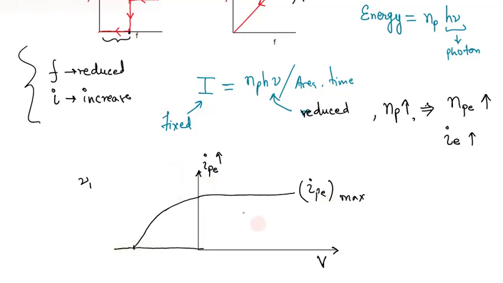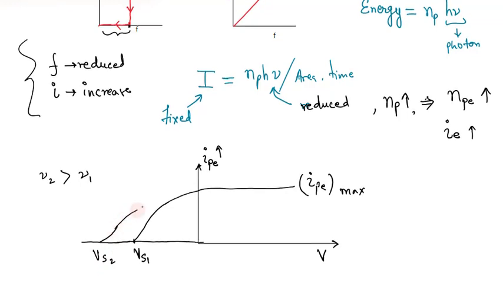Now the voltage at which the current due to electrons is zero is called the stopping voltage. Let's call it Vs, the stopping voltage due to the first frequency. Now suppose there is another frequency mu2 which is greater than mu1, how will this graph change? For a higher value of mu2, there is a higher value of stopping voltage. So this graph should start from a lower value, Vs2, then it will start rising, and then it will again saturate to I_PE maximum.